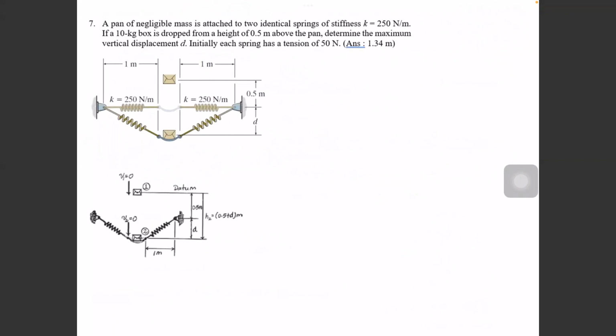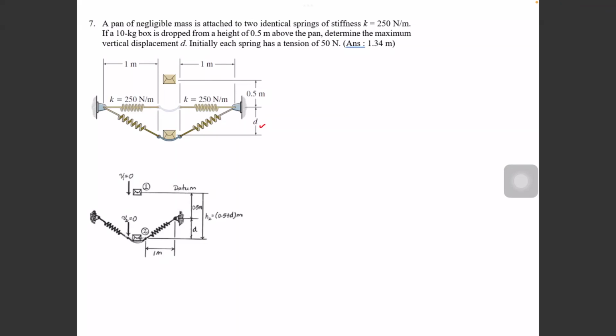Ini soalan apa pula? So you have two spring and then you have a box falling. Box jatuh daripada atas. Span of negligible mass. Span tu apa? Span tu kuali. Itu apa? Span of negligible mass is attached to identical spring of stiffness of K 250. If a 10 kilogram box is dropped from height 0.5 meter above the fence, that means the maximum vertical displacement D. D tu nak tahu. So D yang inilah maximum dia how much.